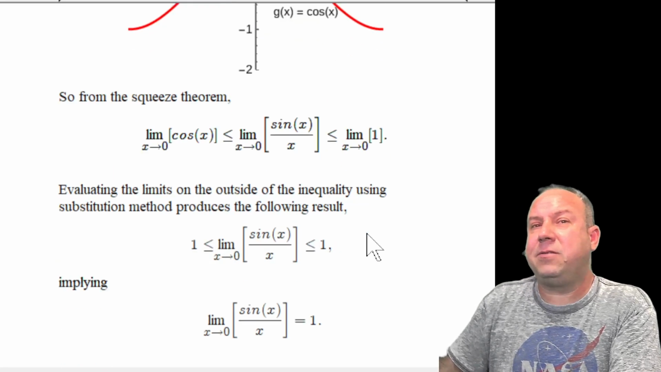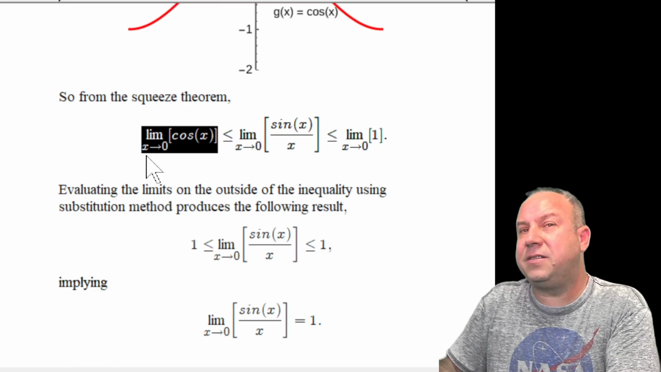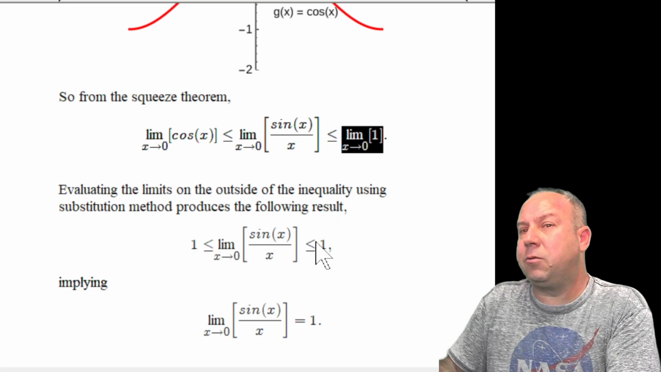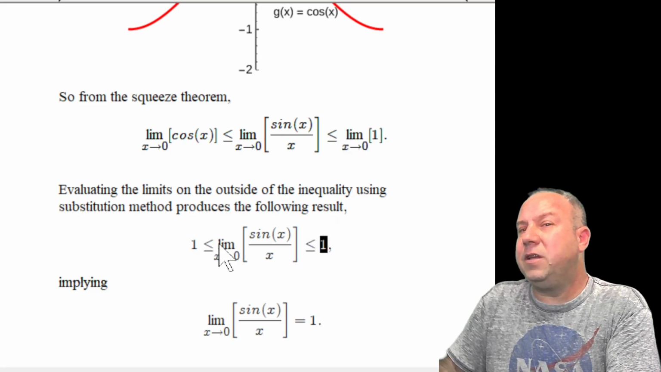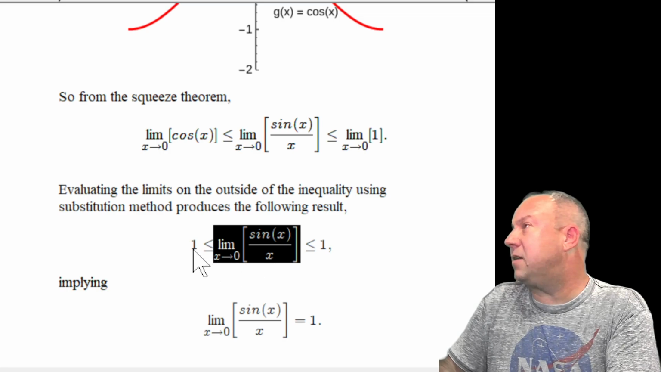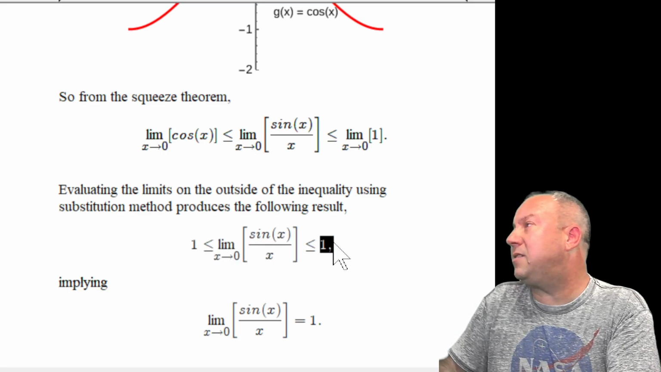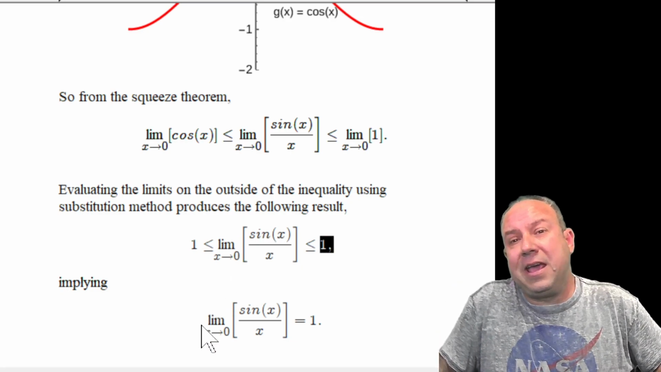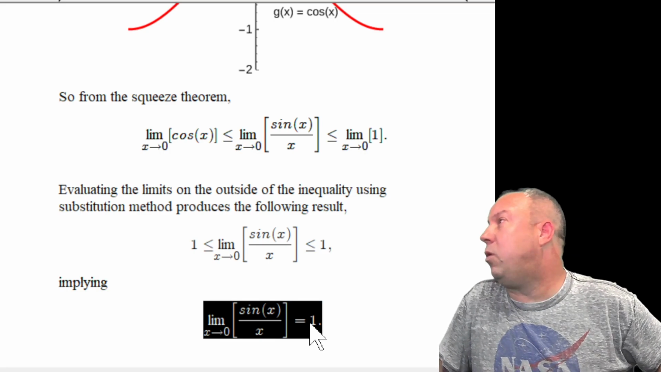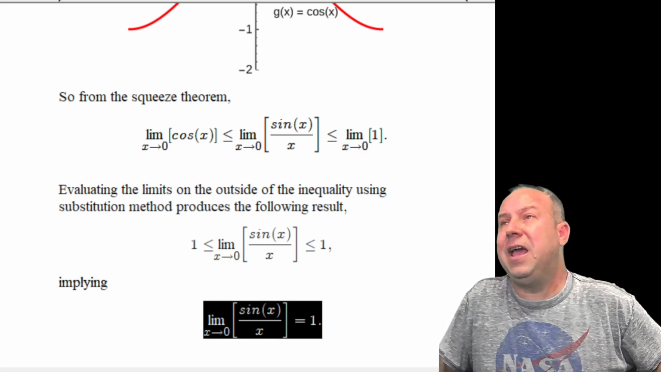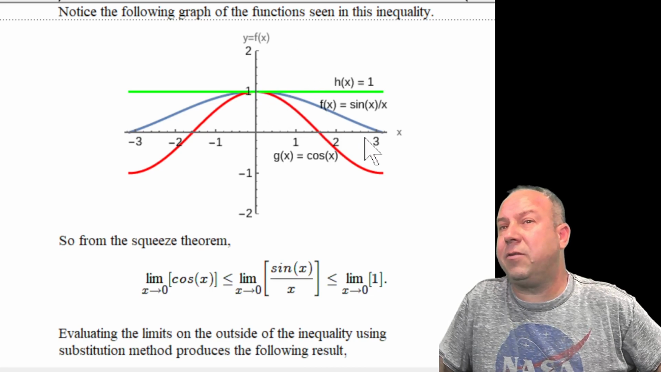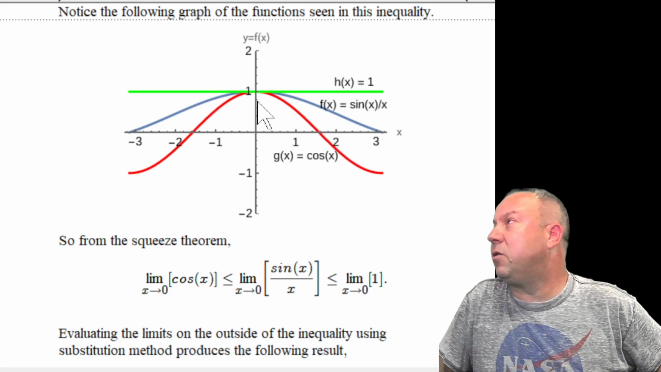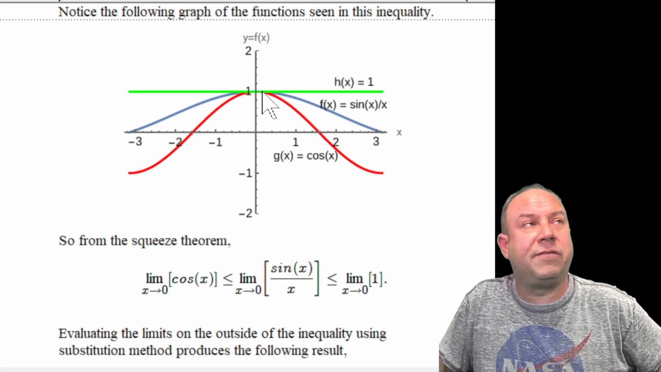Evaluating the limits on the outside, we know the limit for the cosine of x at 0 is 1. We know the limit of 1 when x is 0 is also 1. So if the limit as x approaches 0 for sine x over x is greater than or equal to 1 and less than or equal to 1, there's only one implication we can draw from that, and that is that its value must also be equal to 1. Right? And we do see again that supported right here in the graph for that function, sine x over x. As we approach 0 from both sides, it does appear that we're approaching the value of 1.